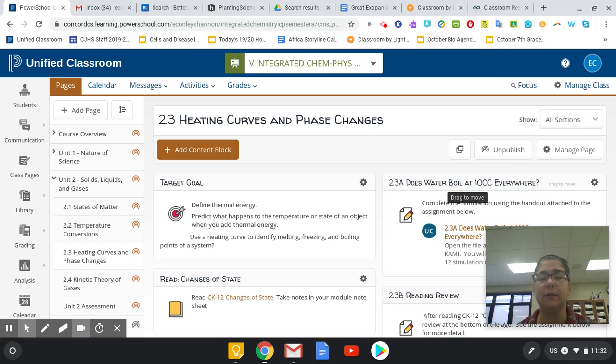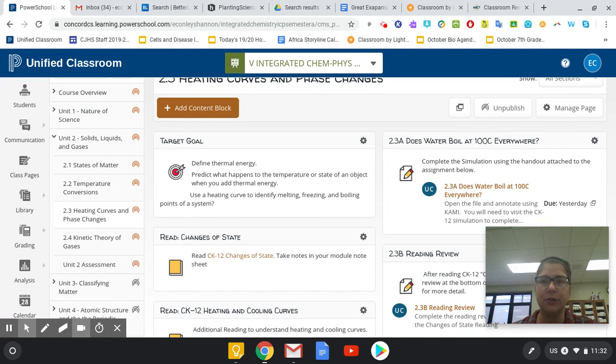Also, don't forget to take notes on your module sheet. The module sheet is in the very first page here for solids, liquids, and gases, okay? Email me if you have questions.